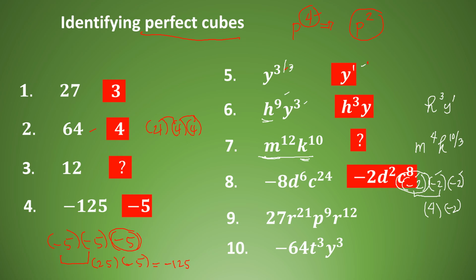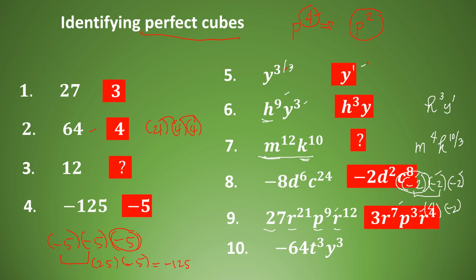Okay, number 9. Let us have it base by base. Remember, 27 is a base, r, a p, and another r in here. So therefore, if we are trying to get 27, its cube root is 3. This 3 is the cube root of 27. r to the 21, 21 divided by 3, we have a 7. And 9 divided by 3, we have 3, so we have a p cube. And then the r to the 12, we have r to the 4.